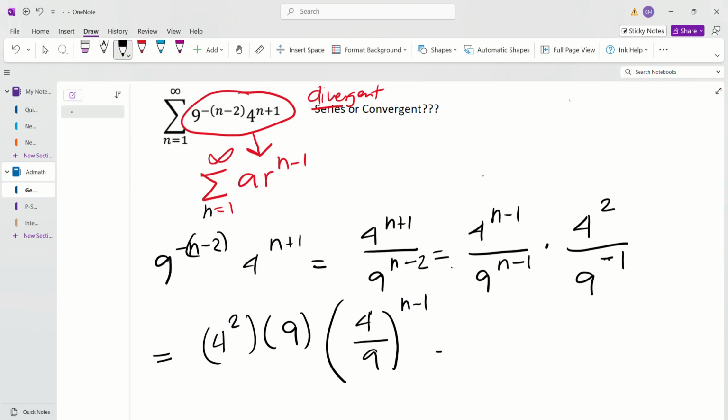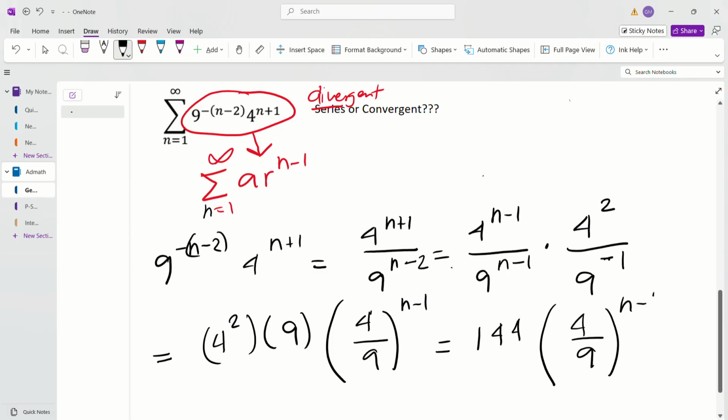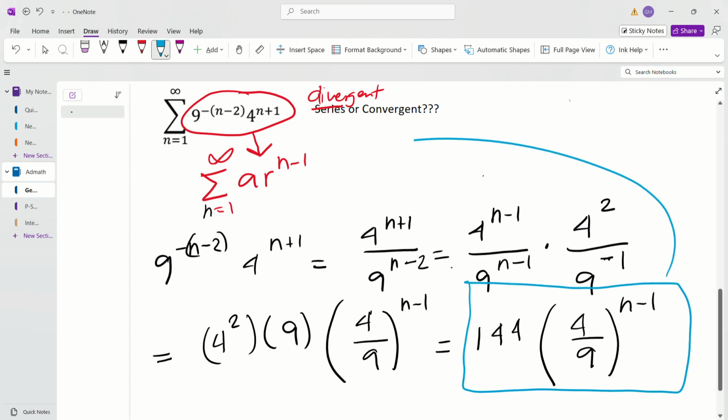Next, further simplify. So we have 144 here, times 4 over 9 raised to n minus 1. We already achieved the pattern. This answer is similar to this pattern.